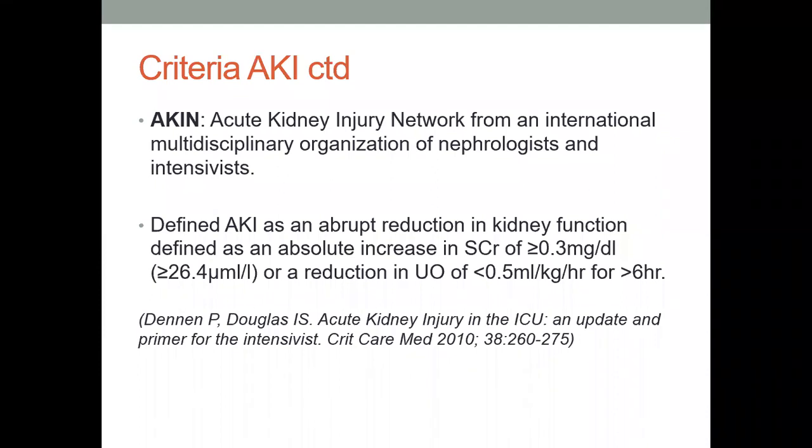Now, we need to put this in our brain. When there's an absolute increase in serum creatinine more than or equal to 0.3 milligram per dL, or as high as 26.4 micromole per liter, or a reduction of urine output of less than 0.5 ml per kg per hour for more than 6 hours, then acute kidney injury has developed with these parameters.